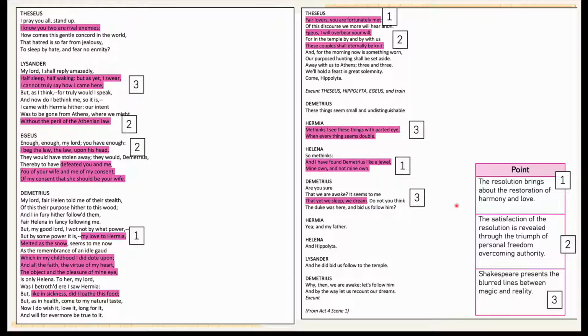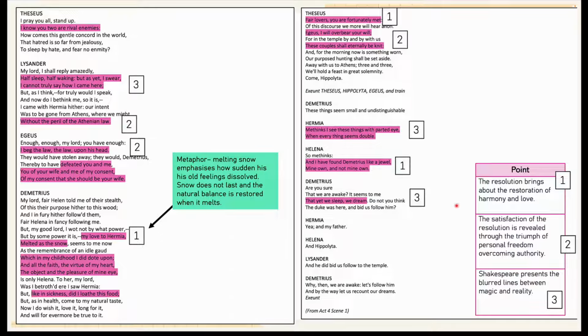So I'm just going to show you a short example of how you can annotate. Obviously you can see I've got full sentences here. You do not have to do that. It can be note form. So just keep it quick and easy for you, but just make sure that you do understand what it is that you want to say.